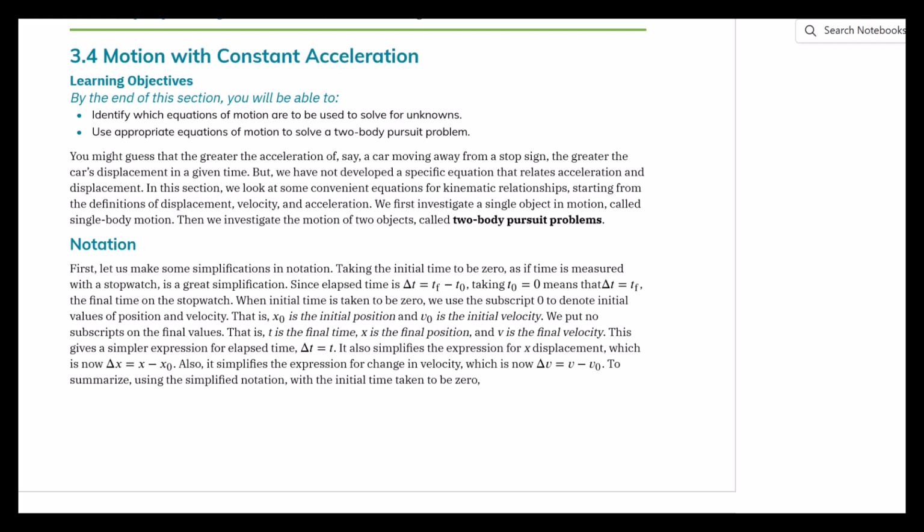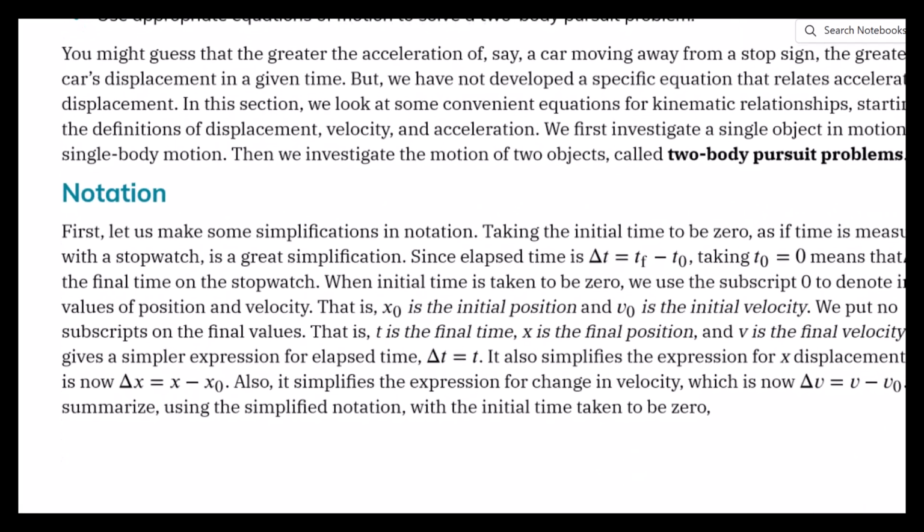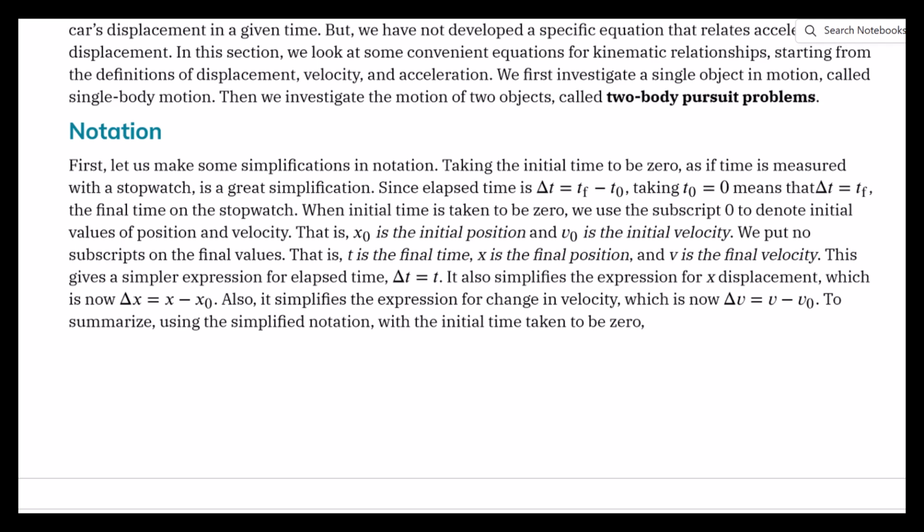Okay, so this here at the beginning is basically just talking about the idea that we're going to have some notation changes. The two big changes are that, instead of calling TF the final time, we're just going to say T by itself is always considered the final time. X by itself is always the final position. V by itself is always the final velocity.